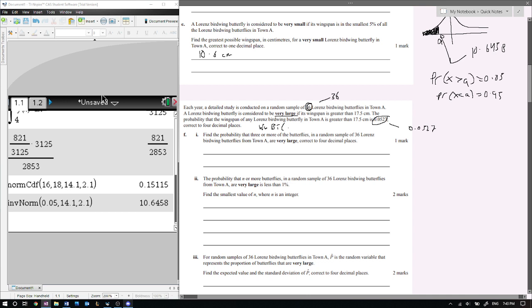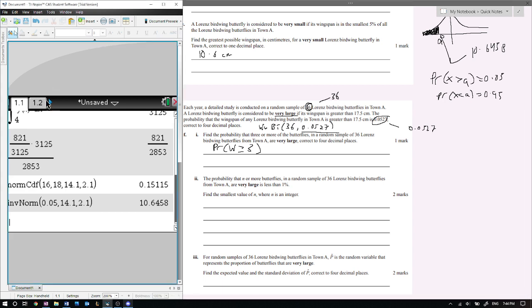The wingspan is binomially distributed with a trial number of 36 and a probability of success of 0.0527. So with that in mind, we can do question i, finding the probability that 3 or more of the butterflies in a random sample of 36 are very large. We're given that the probability of it being very large is 0.0527. So it's as simple as setting it out like this. Make sure it's inclusive because you're finding 3 or more of the butterflies, and just doing that on the calculator.